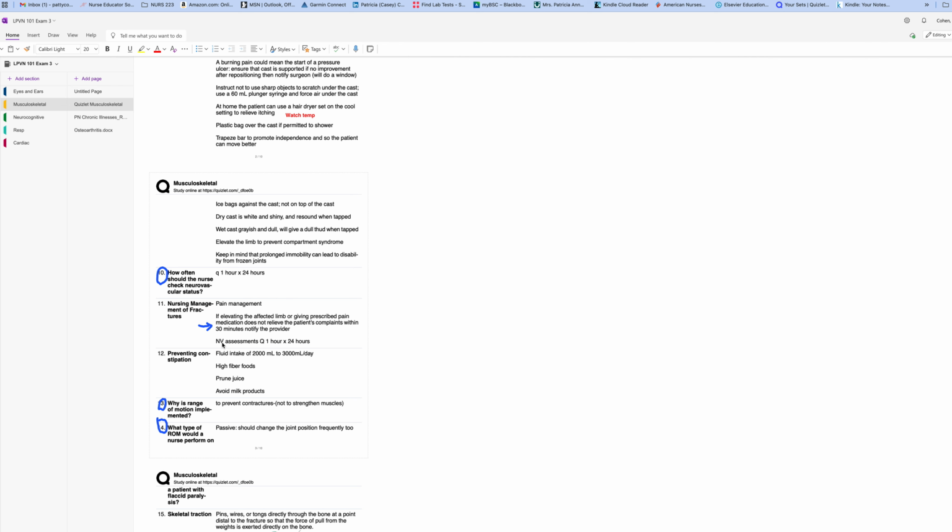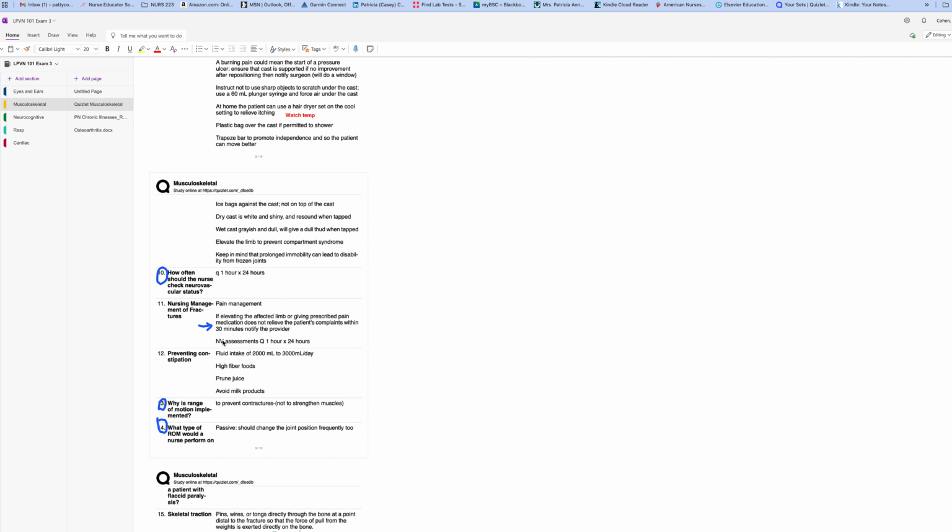You need to call the provider right away because they can lose their limb. If the circulation is cut off, you can lose your limb within 6 hours. And you may think that's a long time, but if you've got to mobilize the OR team, that's not a long time. So you got to jump on that right away.